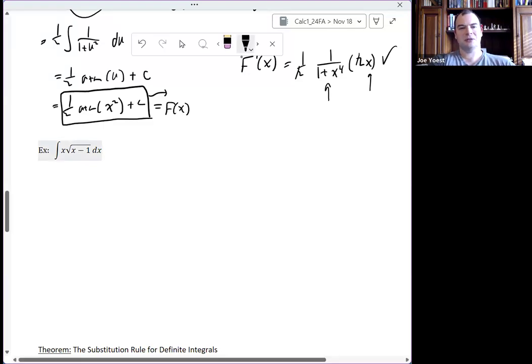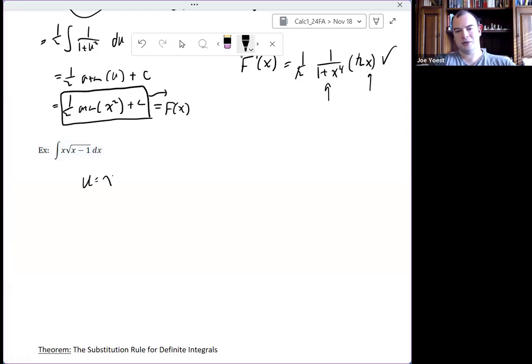So maybe I still try to simplify this stuff under the radical. Maybe I just pick u equals x minus 1. I have a little bit of a problem here. Du then is just 1 dx. So I have basically 3 pieces under this integral. Integral of x times square root of x minus 1 dx.